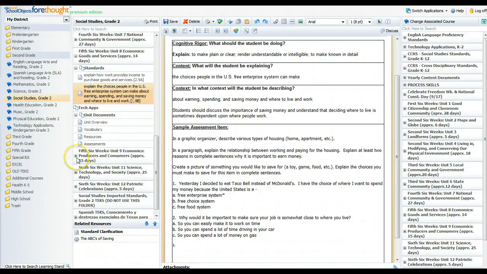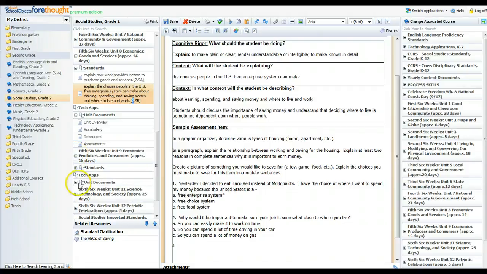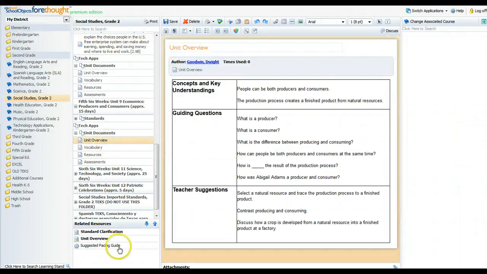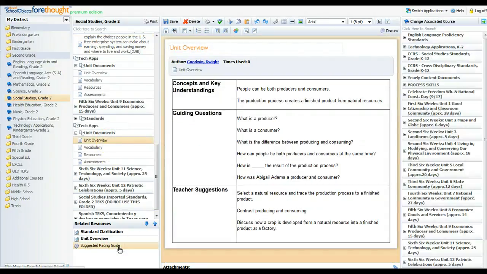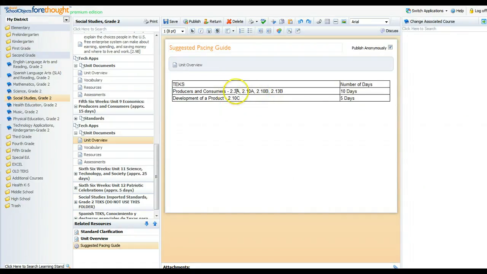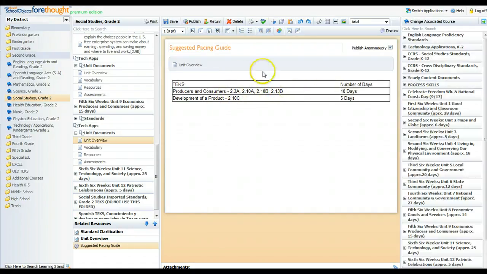Now, the next time that you do this, so this is going to be your broad overview of economics. Then you're going into economics in even more detail because you're talking about producers and consumers. So let's go to that next, 5th 6 weeks. You have an entire economics 6 weeks. I have it here broken down into 10 days for producers and consumers, and I grouped these TEKS together. And then I have development of a product is the 2.10c and 5 days for that.